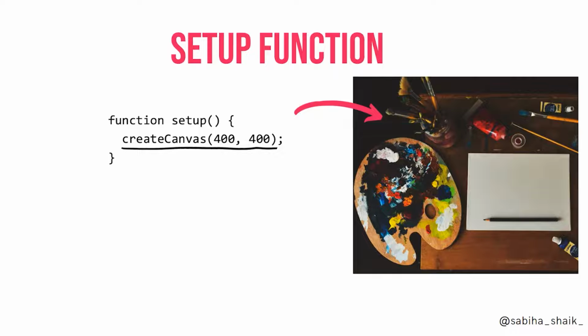Another thing you might have noticed is the createCanvas line in the setup function. This is because to create any sort of art or drawing, you would need a canvas or a space to create it on. This is very similar to the canvas that's used in p5.js. It's basically a space for you to create what you want. So you could create your graphics, you could create shapes, animations, all on this canvas.